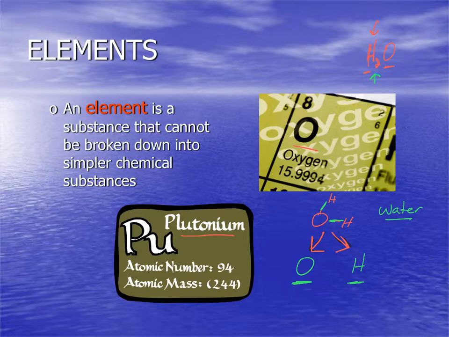and there's only one oxygen, but the point is that there's an element called hydrogen and an element called oxygen, and that's what makes up water. So you can take water and break it down into these two elements, oxygen and hydrogen, because you can't break them down any further.